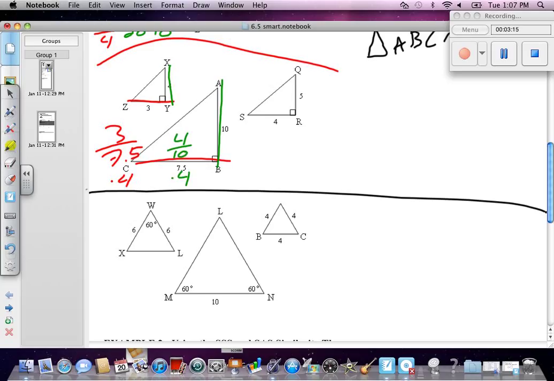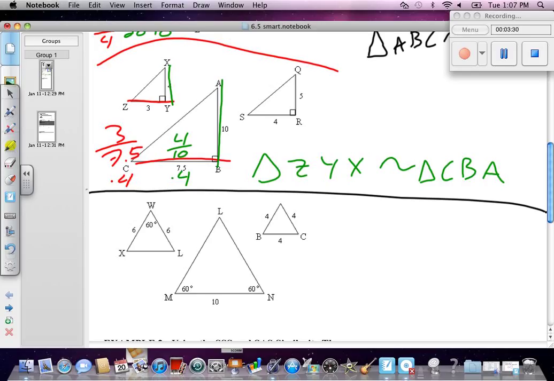So we know triangle ZYX is similar to triangle CBA. You guys get the point? So you don't have to.